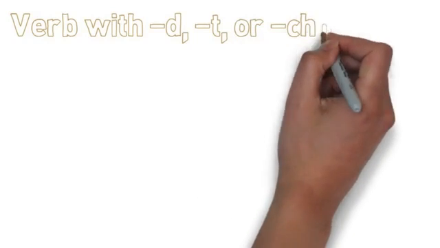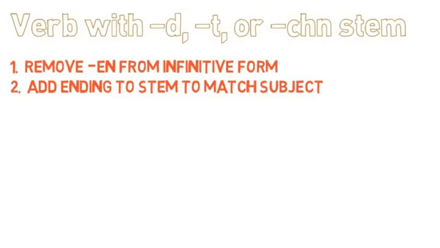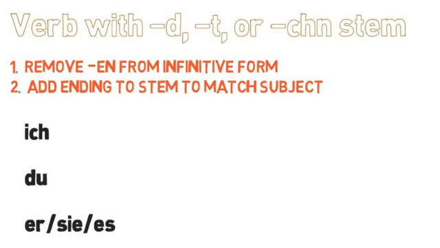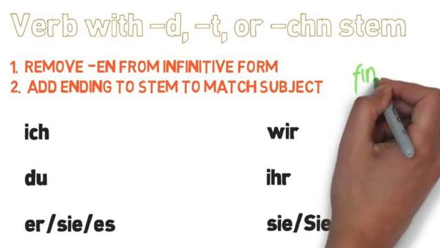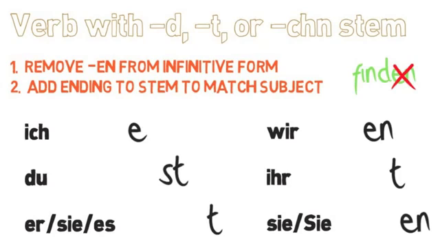One more type of verb will cause some conjugation problems: stems with a d, t, or big consonant combination like chn at the end of them. We'll use the verb finden as our first example. Now, with verbs like this, the good news is that the conjugation endings will actually just be normal. But, as you'll see in a minute, we're going to need to do something to get them to actually stick to the stem.